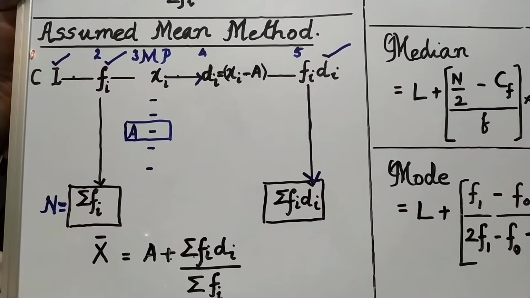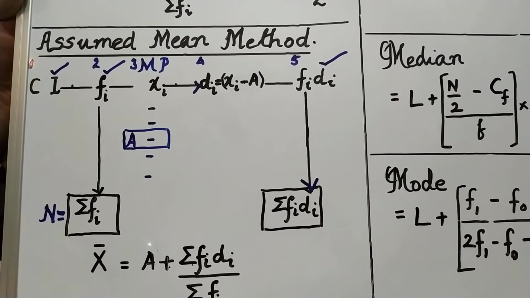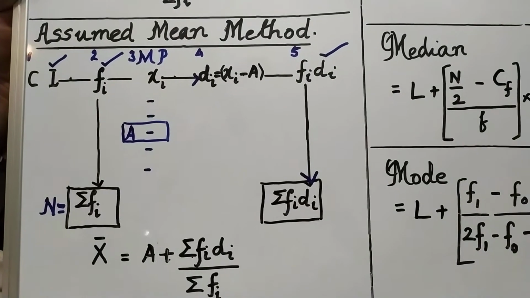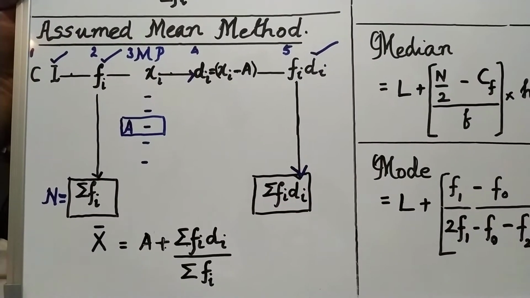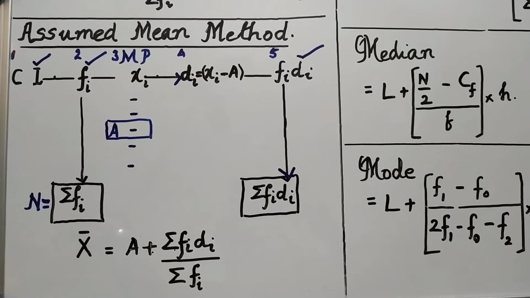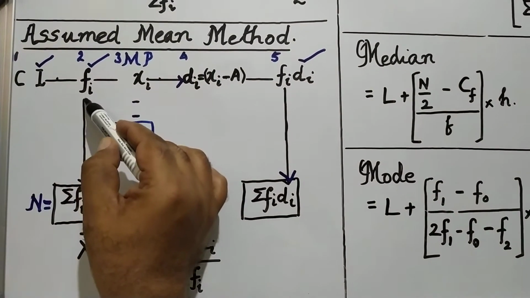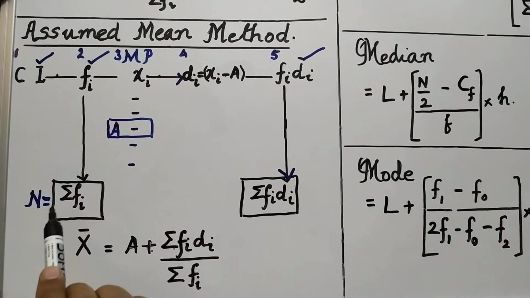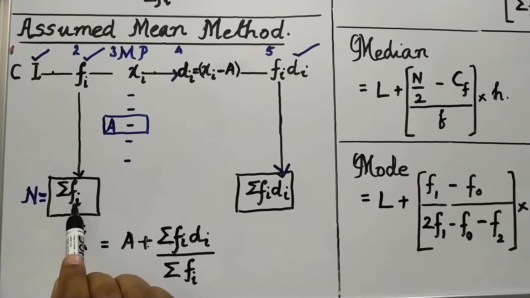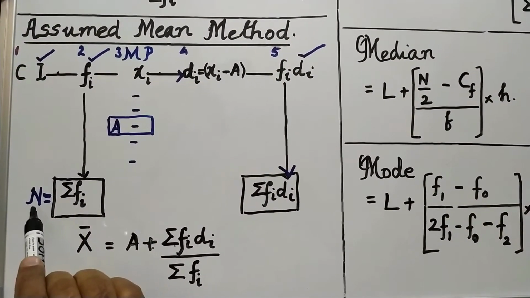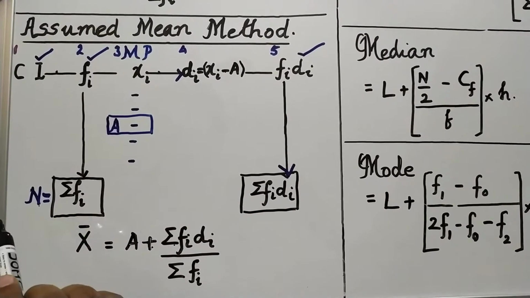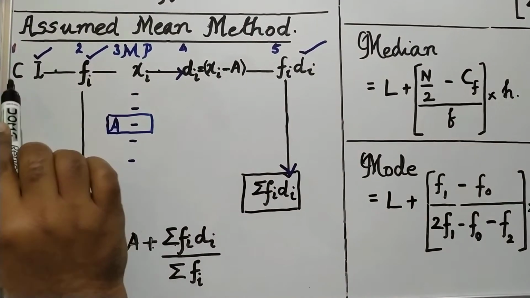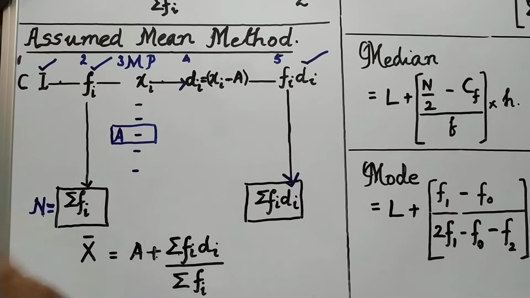Calculating the mean by the assumed mean method. They will give you the class interval and frequency. Add up the frequency column, you will get sigma fi, that is also represented as n. These two columns, column 1 and 2, are given.